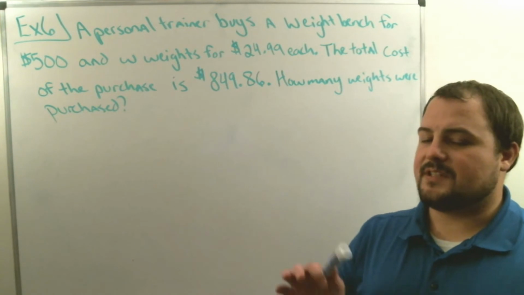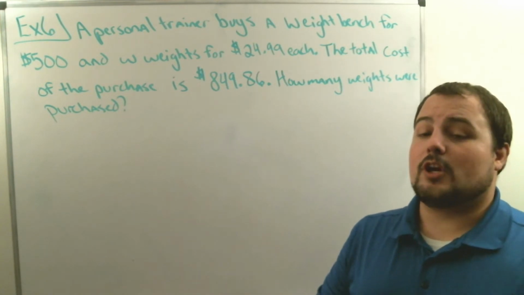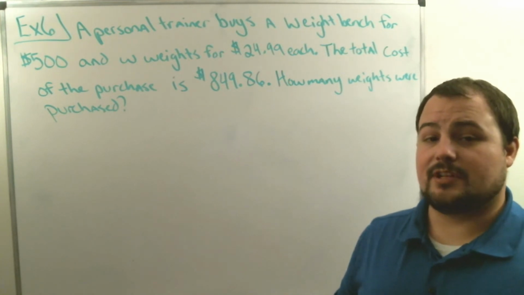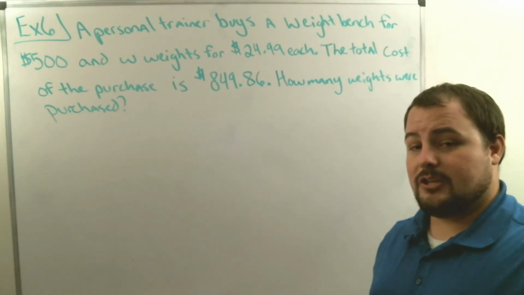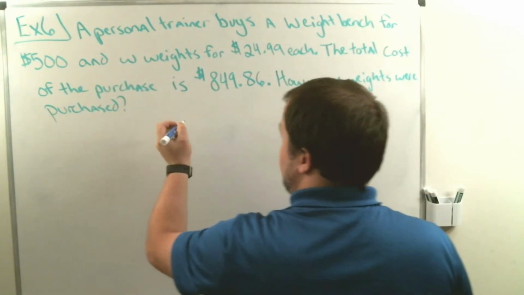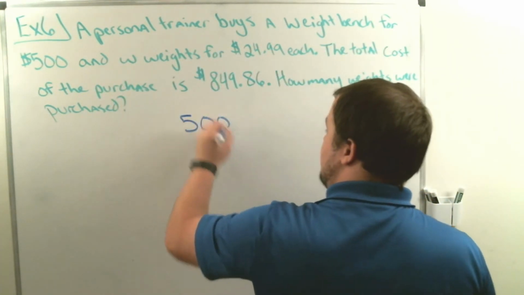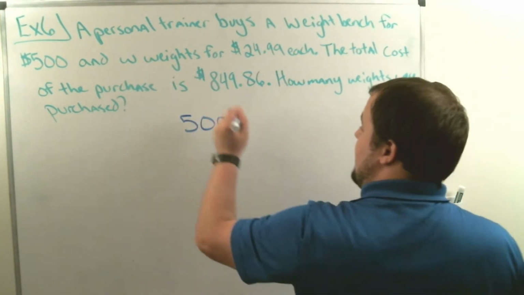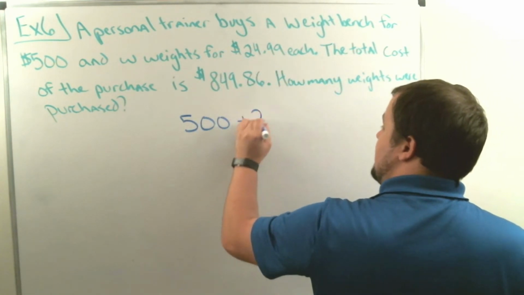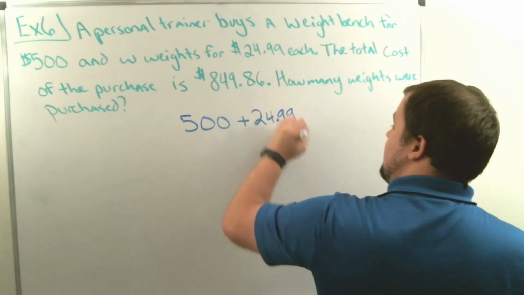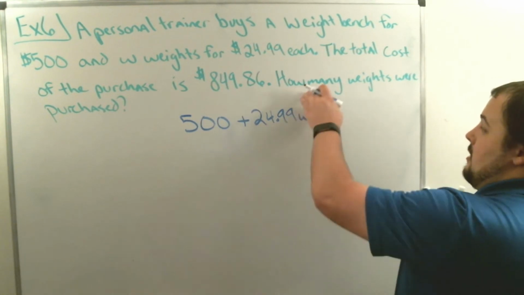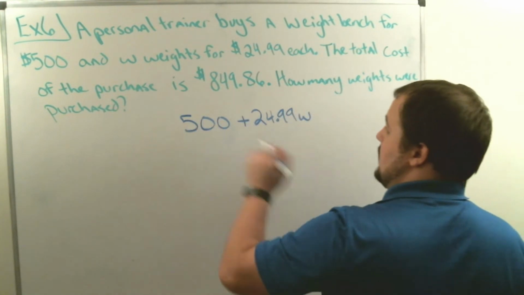So in this problem, since they say that W represents weights, our variable that we have to use is W. Anytime that you have a variable actually announced in the problem, you have to use that specific variable in your equation. So we know that a personal trainer buys a weight bench for $500. So we know they're going to pay $500. We also know that they're going to add to their cost W weights for $24.99 each. So remember that numbers go in front of variables, so it's $24.99 for each weight, but we don't know how many they're getting. That's what our job is to figure out, how many weights they purchased.